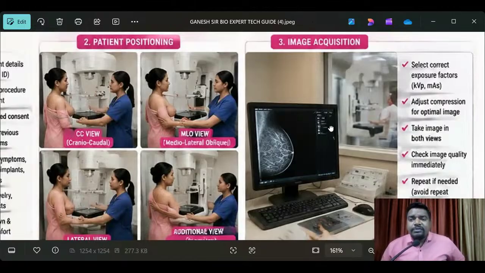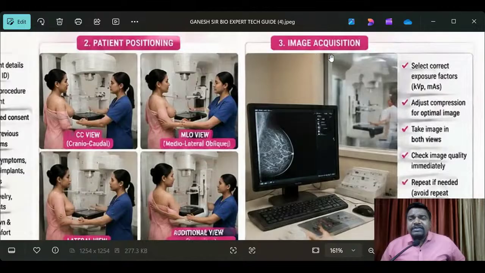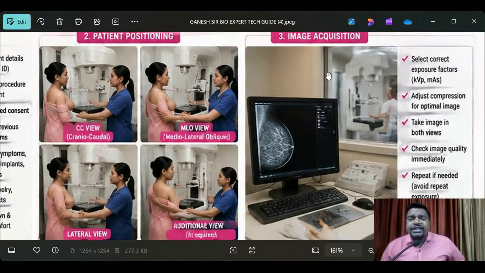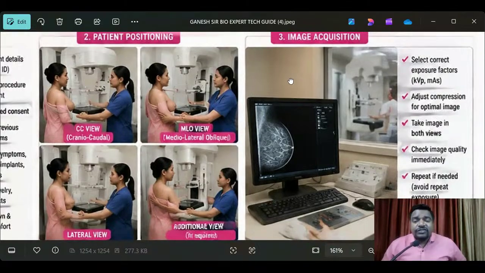Come to the point right now and try to understand what I'm saying here and take it positively. Image acquisition, the third point. I hope it is visible right now, my dear engineers? Everything should be professional. Select correct exposure factors, kVp and mAs, and adjust compression for an optimal image. In this mammography room, and here is the console room, which is operated by the technician because it is a radiation area. That's why we should protect ourselves. This glass is also radiation-controlling glass.